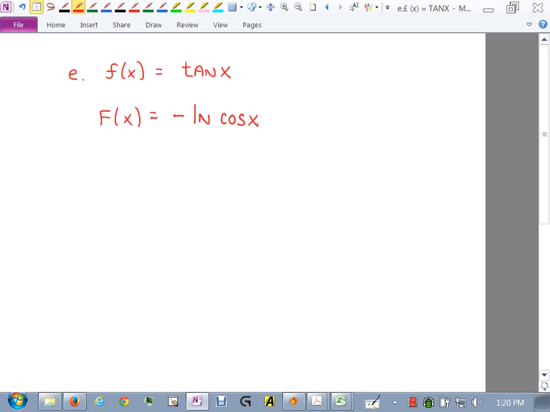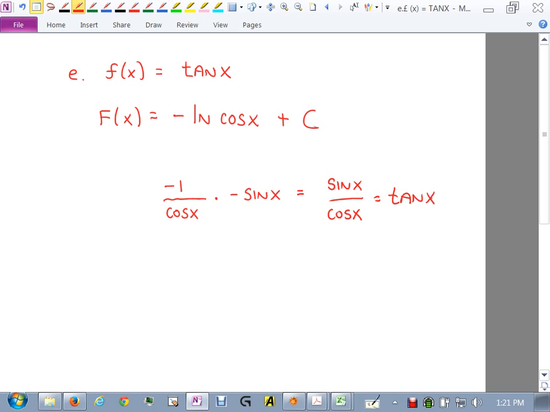Negative natural log cosine x, plus c. Why? Let's take the derivative of this real quick. The negative in front, just ignore it for a second. What is the derivative of the natural log of something? 1 over it, right? Now let's put that negative back in. That's 1 over it. Then chain rule says times the derivative of what's inside. What's the derivative of what's inside? Negative sine x, right? The derivative of cosine is negative sine. And what's negative 1 times negative sine? It's just sine. And sine x over cosine x is tangent x.